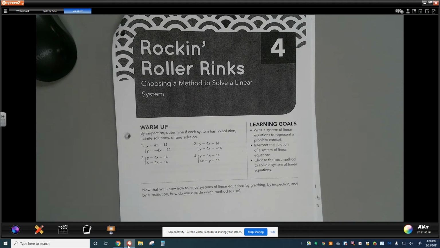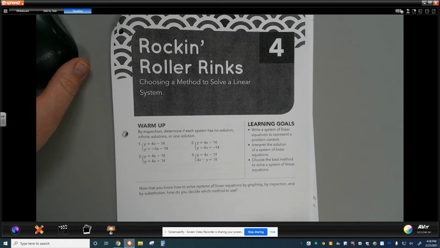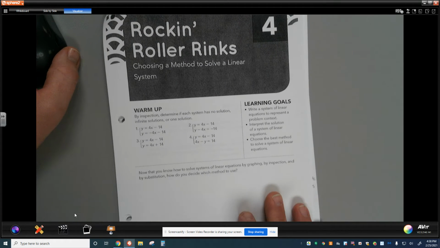Here we are with lesson 4, talking about the rock and roller rinks. We're going to start by looking at the inspection model of how to determine how many solutions there are in an equation. We'll do that by looking at these ones.